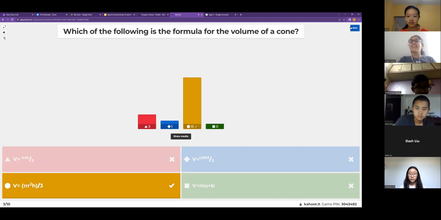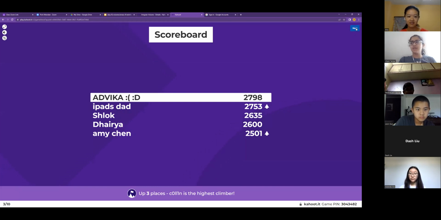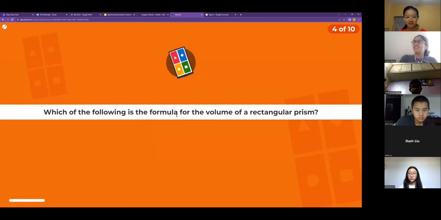Right. Okay, so it is pi r squared h divided by 3, or 1/3 pi r squared h. Again, we went over this in class. When you click too fast, you may get things wrong. Right. Good job to Colin for being the highest climber.